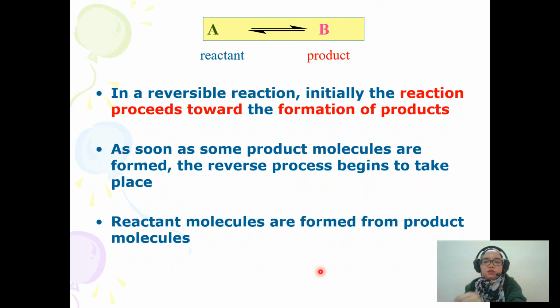Alright. So, in a reversible reaction, initially the reaction proceeds towards the formation of product. Okay, first, reactant will undergo forward reaction first from reactant to product. However, as soon as some product molecules are formed, the reverse process begins to take place. So after reactant has formed product and after some product is formed, this product will undergo reverse reaction where it will form back into a reactant.